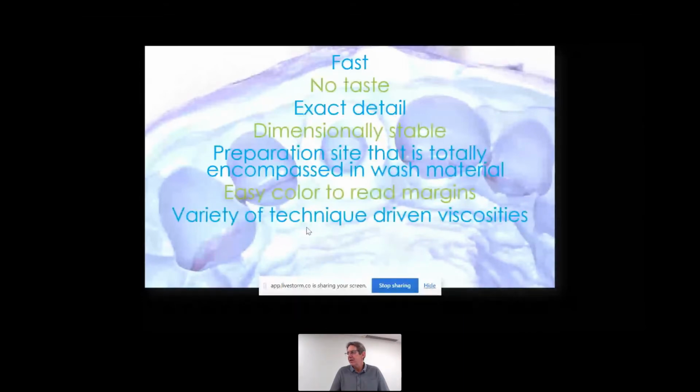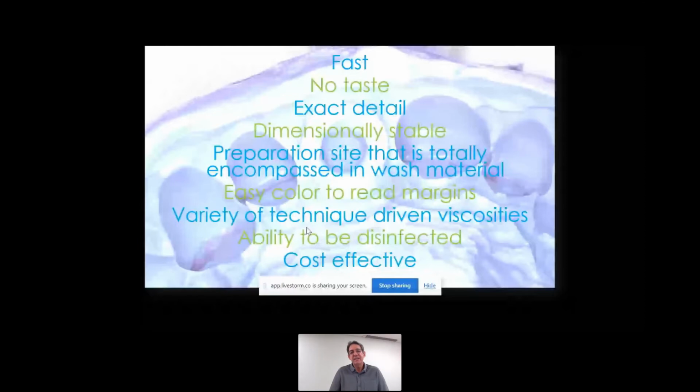We need something with no taste. It makes no clinical sense to be using a material with a scent or a flavoring in, because all it's going to do is stimulate the parasympathetic nerves and increase salivation. And really, the goal when taking impressions is to have that preparation site as dry as possible.